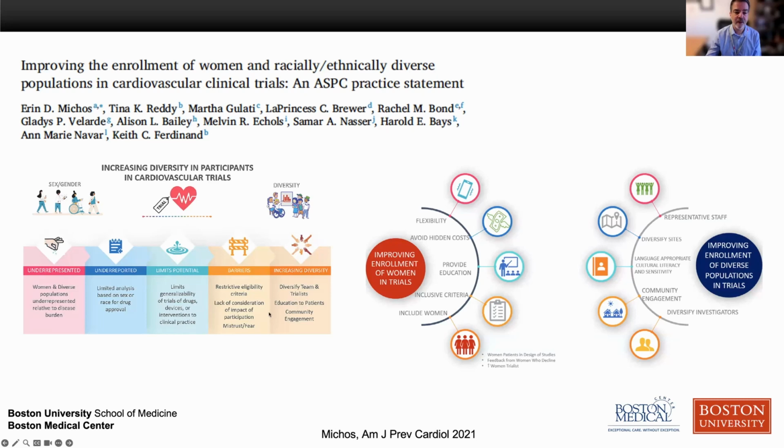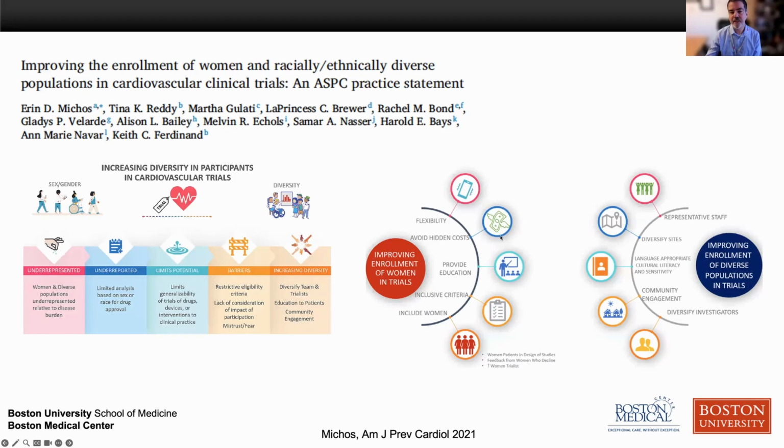And some of the barriers we'll talk about, a lot of this speaks to a fundamental lack of trust between caregivers and study teams and the population from which they're trying to draw participants. And these two graphics here, this one focusing on women and this one focusing on diverse populations, provide some suggestions about how these problems could be overcome.